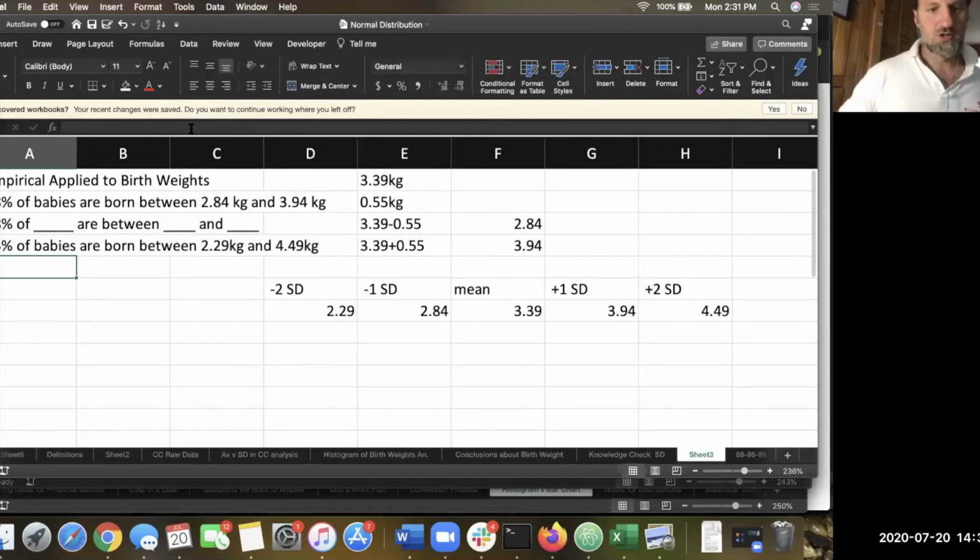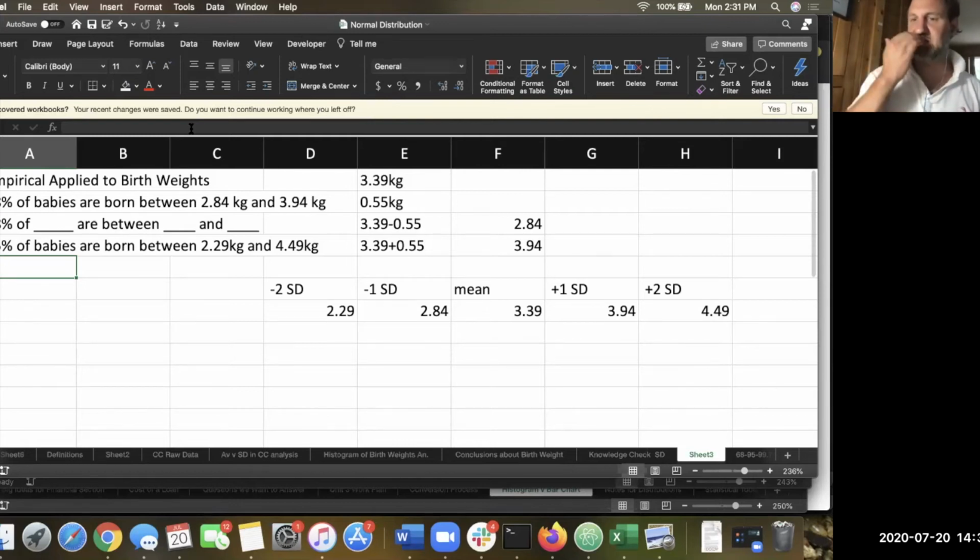Okay, so where do those numbers come from? That's 2 standard deviations up and 2 standard deviations down from the center. I'm basically drawing a box and I'm saying, okay, how many babies am I going to find between these two numbers? And that's what the empirical rule is telling us.